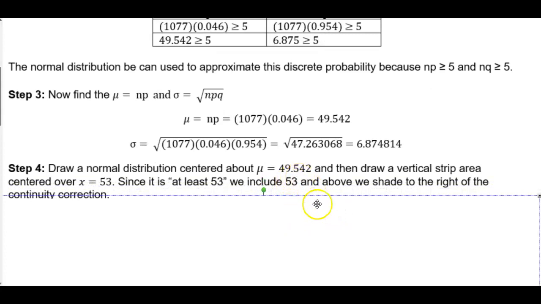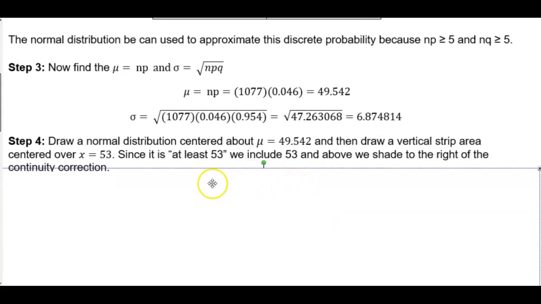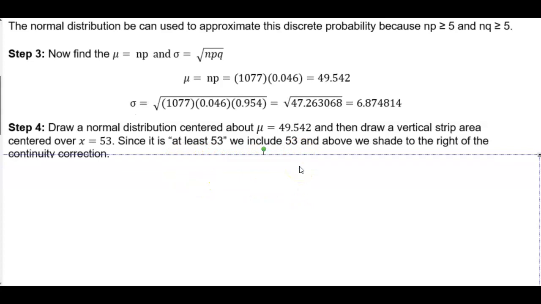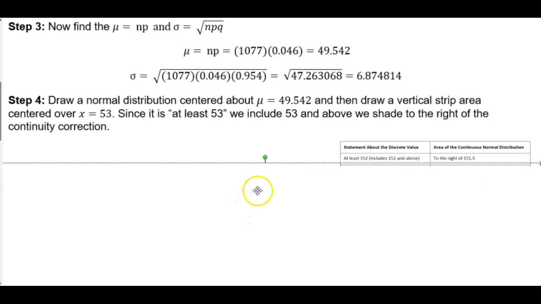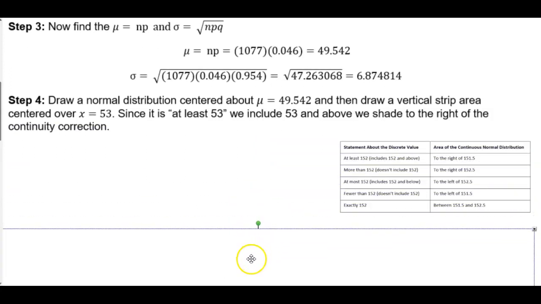Now what we want to do is draw a normal distribution that's centered about the mean of 49.542, and then draw a vertical strip area centered over x equals 53. Since it is at least 53, we include 53 and above, so we shade to the right of the continuity correction. So let's go ahead and do that. We're going to draw our bell curve.